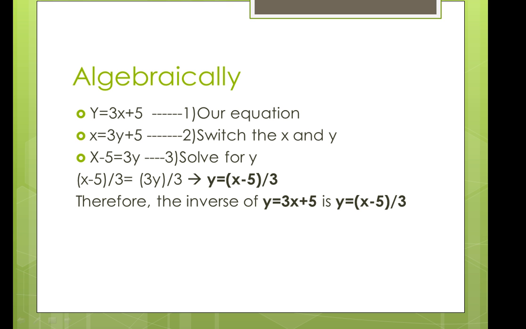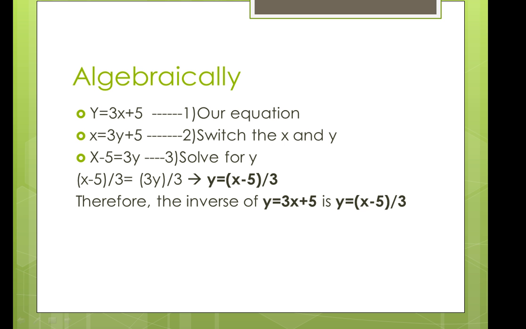Now what you're going to do is try to solve and isolate y. So in this equation, you're going to move the 5 to the left side, which changes the sign from positive to negative. Therefore, the equation changes to x minus 5 equals 3y. The last step here is to isolate y for the last time, and by doing that, you're going to divide both sides by 3. So the new equation is y equals (x minus 5) divided by 3. Therefore, the inverse of the equation y equals 3x plus 5 is y equals (x minus 5) divided by 3.